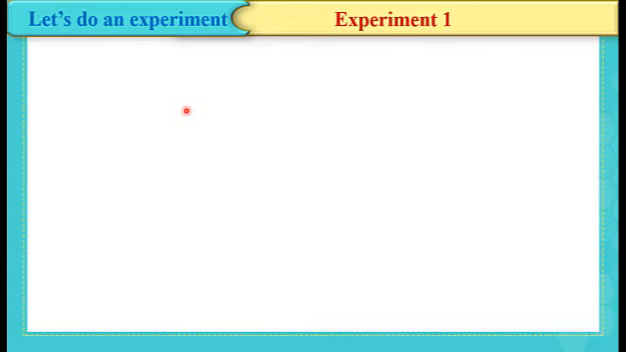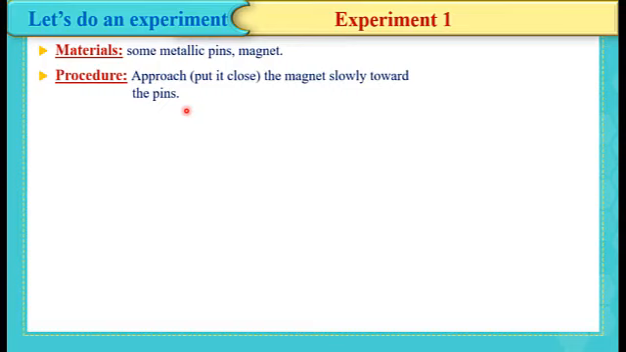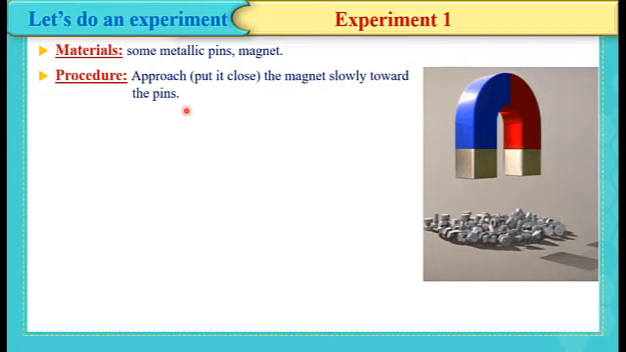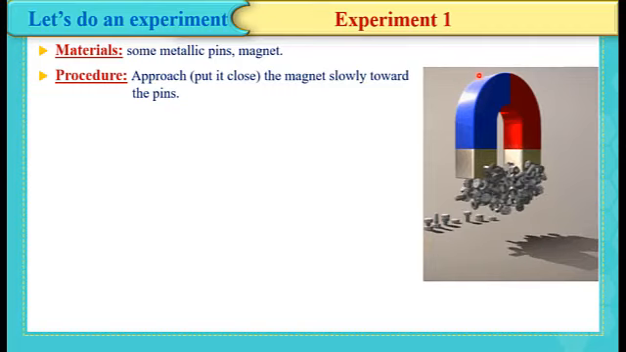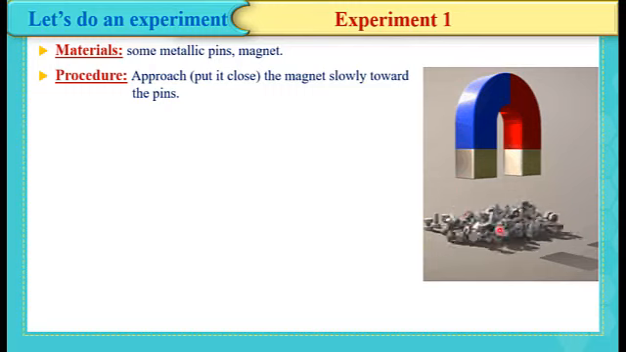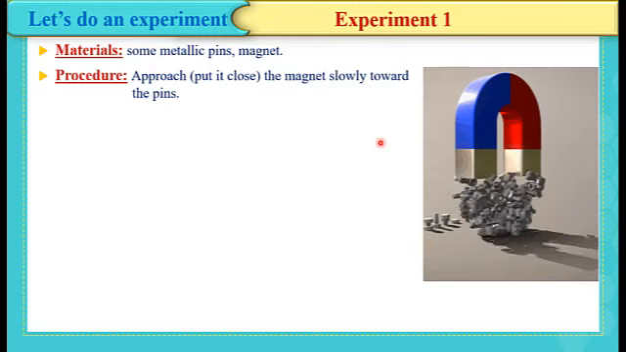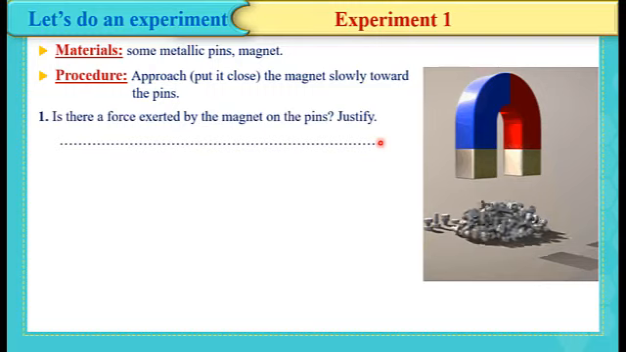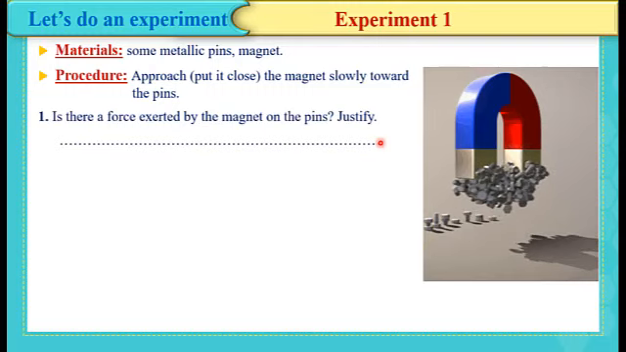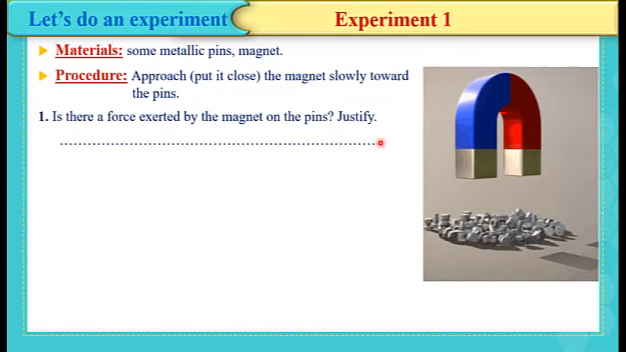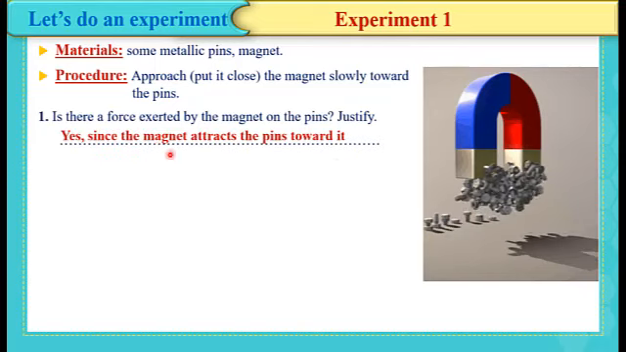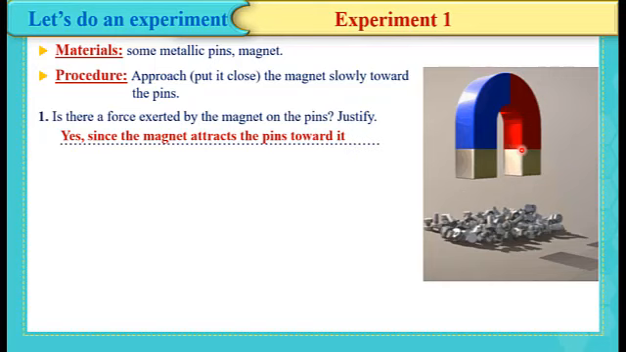Let's do an experiment. Experiment 1. Materials needed: some metallic pens and a magnet. Procedure: approach, which means put it close, the magnet slowly toward the pens. Let's see how. Put the magnet close to the pens. Let's try to solve the questions. Is there a force exerted by the magnet on the pens? Justify. What do you think? Of course we have, since the magnet attracts the pens toward it.